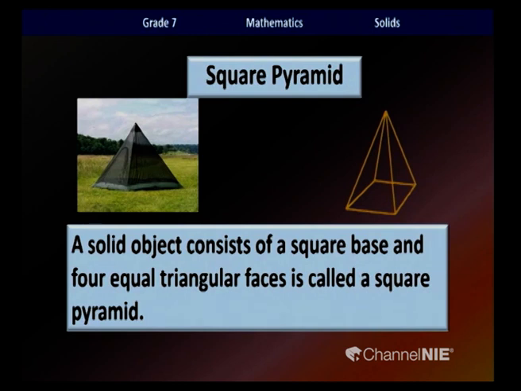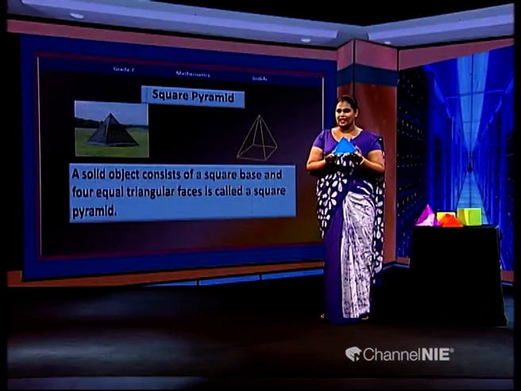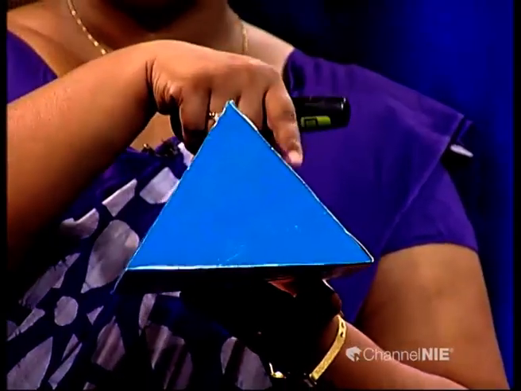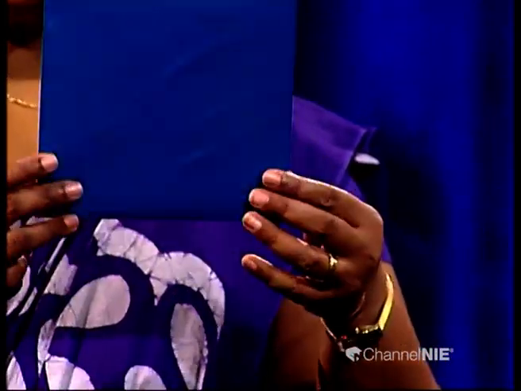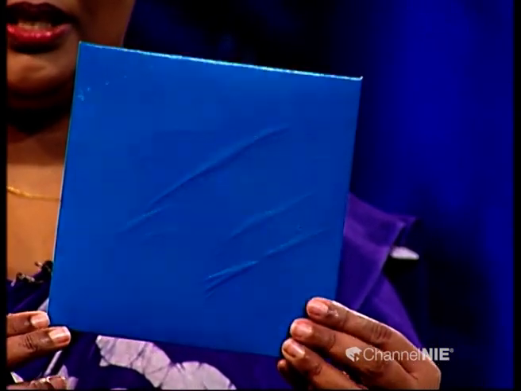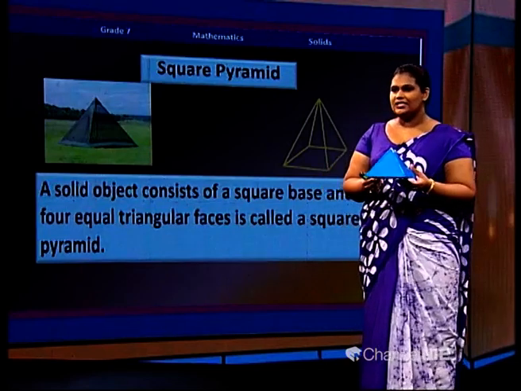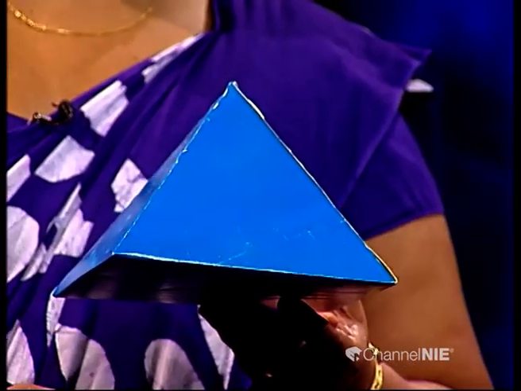A square pyramid is a solid object that consists of a square base and 4 equal triangular faces, and here I have taken a square pyramid to show you. Here we have 4 equal triangular faces, and can you see the base is a square. Now we will consider the features of this square pyramid.